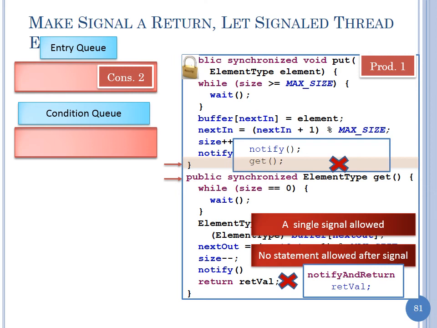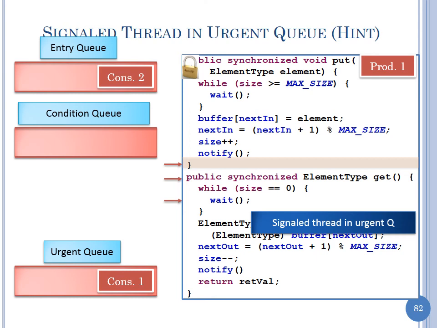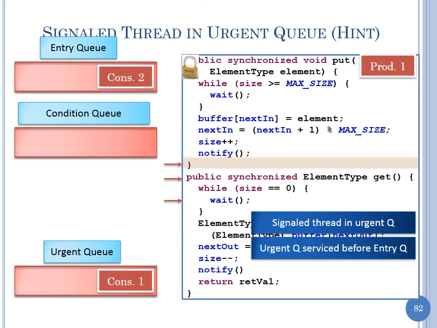So this is how history went. People did the absolute semantics, then they did the solution. And then Mesa came around from Xerox, and they did the hint approach. The signal thread doesn't go into the back of the entry queue as I mentioned earlier. It goes into an urgent queue, at the back of the urgent queue, and in this case it happens to be the front also. And the signaling thread continues execution, and can then exit. So the signal thread and urgent queue are serviced before the entry queue.